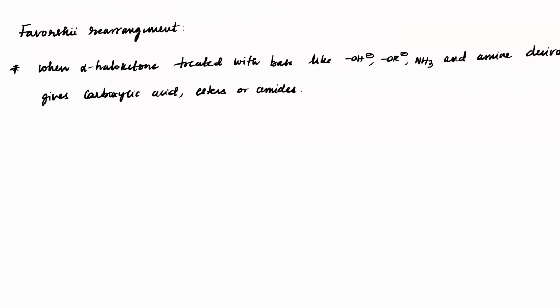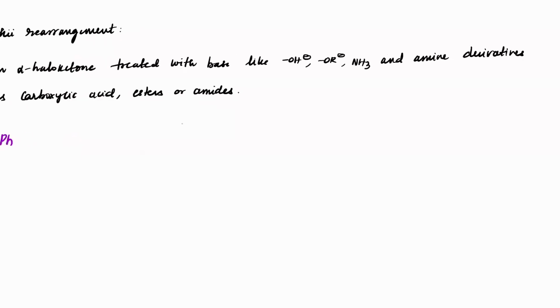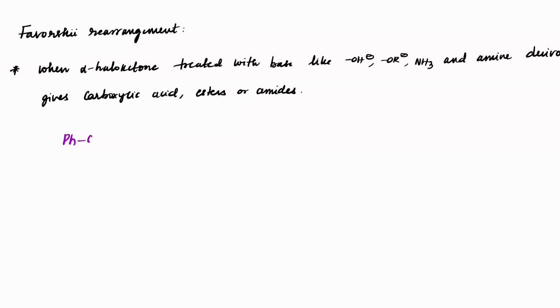How does this work? Let me show you one reaction here. So Ph, CH2, C double bond O, CH2Cl. So alpha halo is a must. And then suppose I treat this with NaOH followed by hydrolysis, then you would notice that this will get into CHPh2, another Ph2 and C double bond OH.